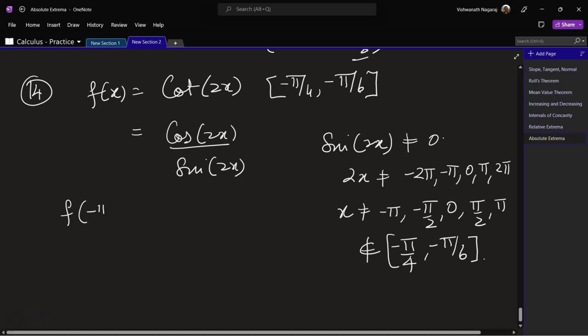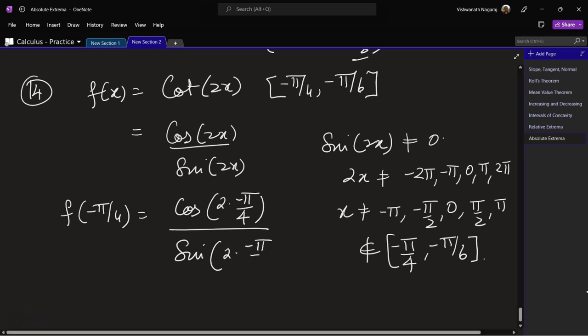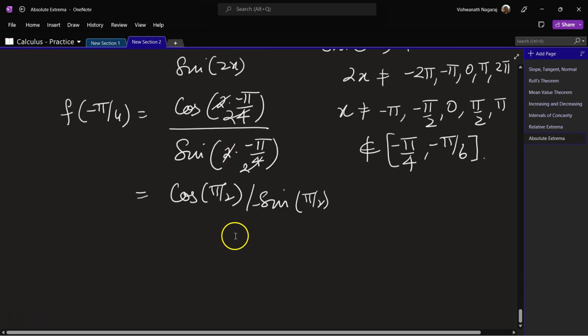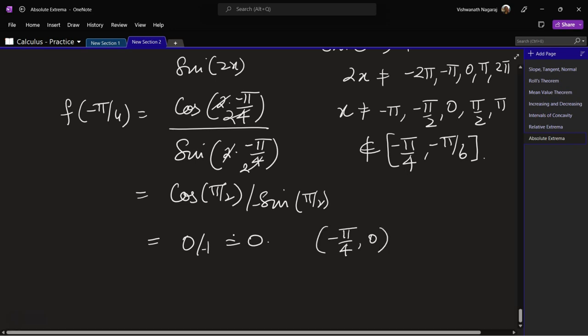So f of minus pi by 4 is cos of 2 times minus pi by 4 by sine of 2 times minus pi by 4. 2 twos, 2 twos. So we get cos minus pi by 2. That gives us cos pi by 2 by minus sine pi by 2. Now, cos pi by 2 is 0. So that means this quantity is 0. So the point is minus pi by 4 comma 0.